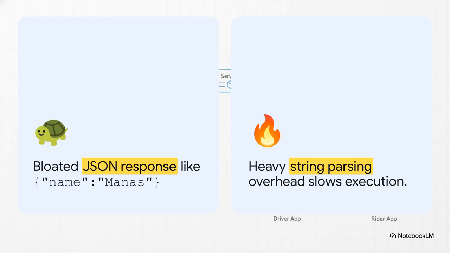A standard JSON response is text-based, human-readable, and frankly, it's just super verbose. Sending all those curly braces, quotation marks, and spelled-out keys over the wire just eats up valuable space. But the real hidden cost, the absolute killer, is the heavy string parsing overhead.